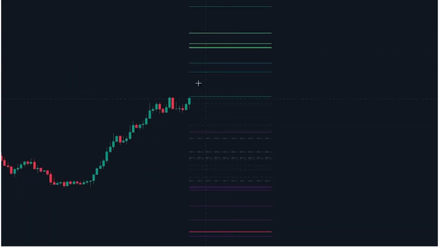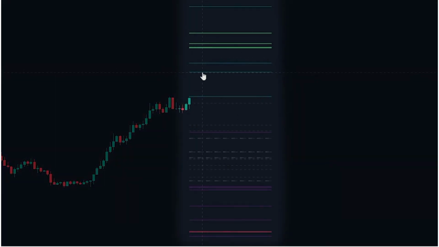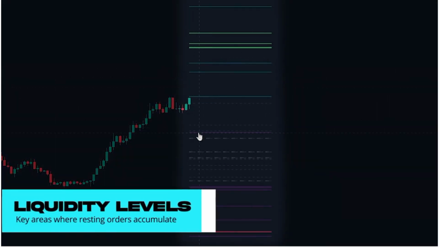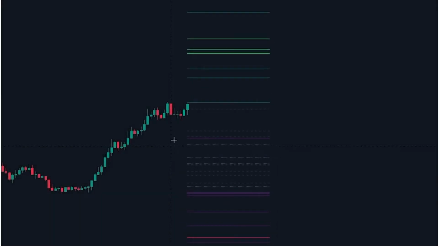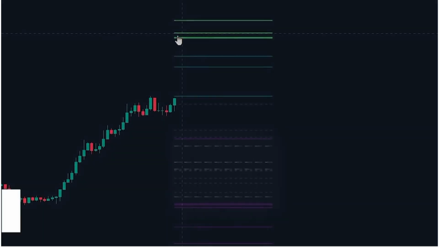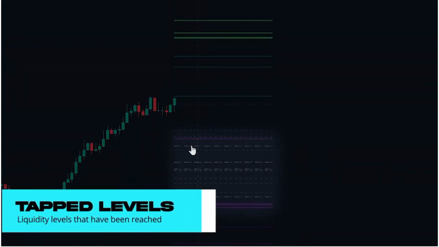The indicator helps us find three different liquidity concepts. The first liquidity concept showcased by the indicator is the liquidity levels, which are the previously discussed key areas where resting orders accumulate, for example in the form of stop-loss orders. If the level is reached, then this means that the level has been tapped. This will be shown in the form of gray dashed lines.